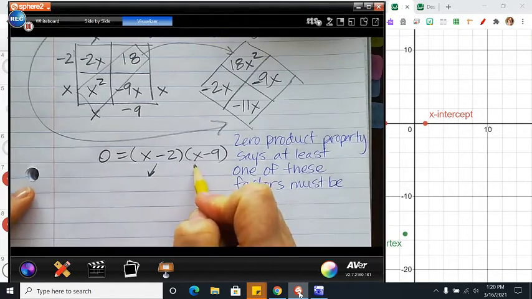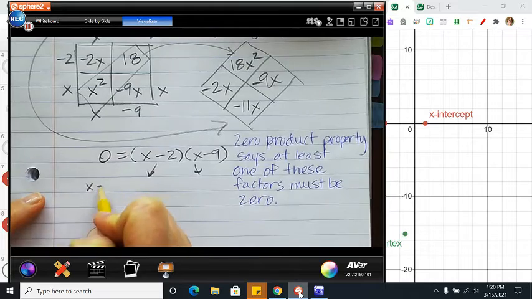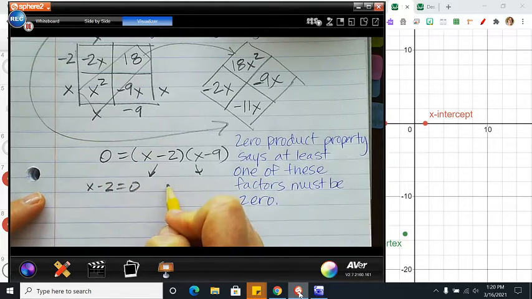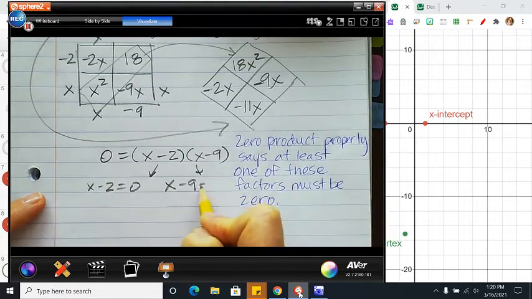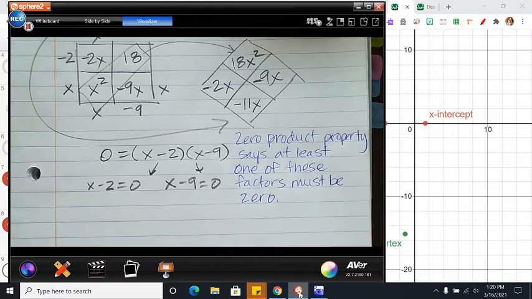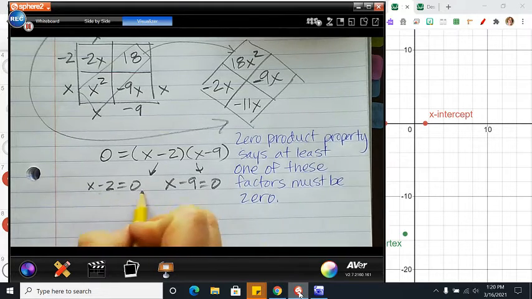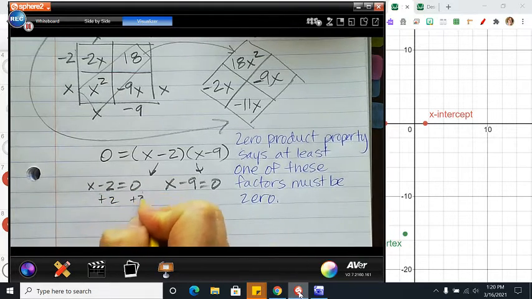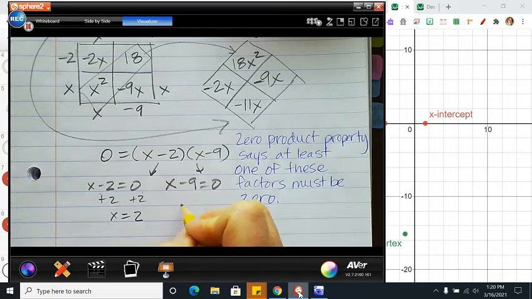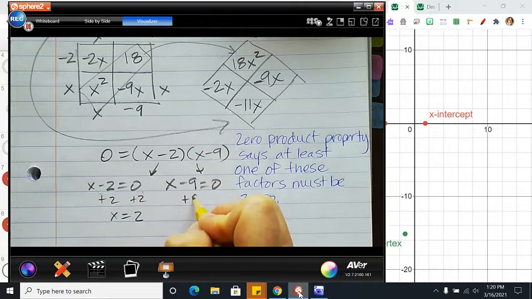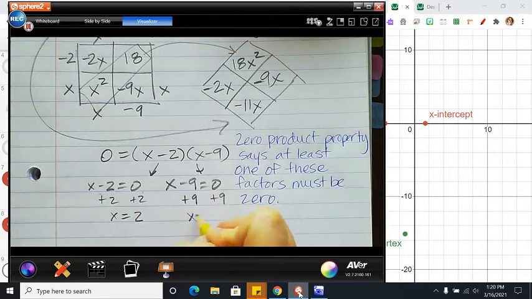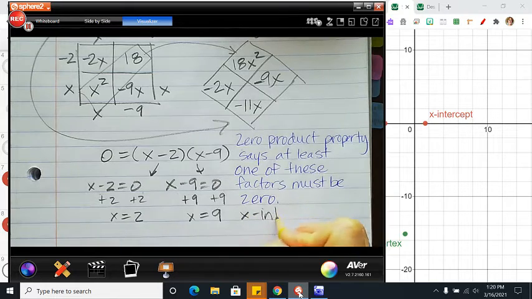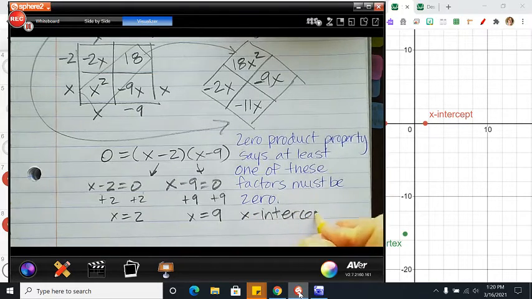So either x minus 2 equals 0, x minus 9 equals 0, or in this case, both equal 0. If x minus 2 is 0, then x equals 2. If x minus 9 is 0, then x equals 9. So these are my x-intercepts.